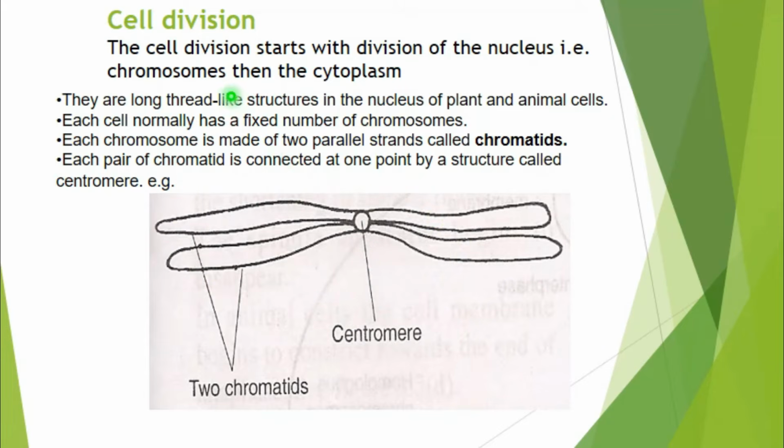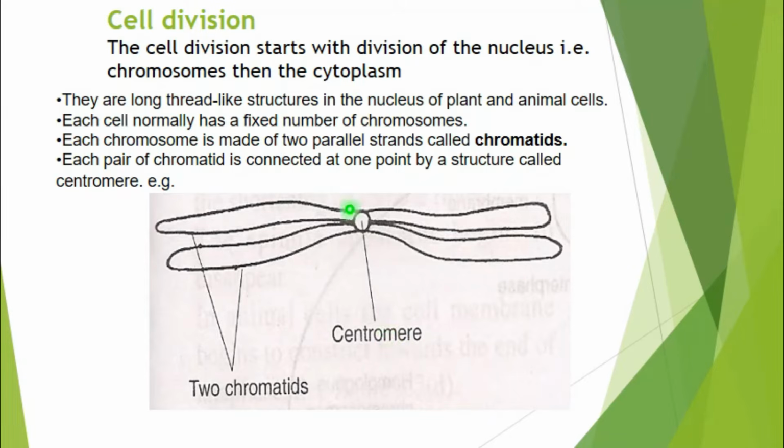These are the rod-like structures that are found within the nucleus of both plant and animal cells, whereby each cell in our body has a fixed number of chromosomes. Like a sperm is a cell, so it has a fixed number of chromosomes, whereby each chromosome is made up of two parallel strands. This is one parallel strand, and this is another parallel strand. When they are joined, they become a chromosome. There is a point at which both strands join. That point we call the centromere.